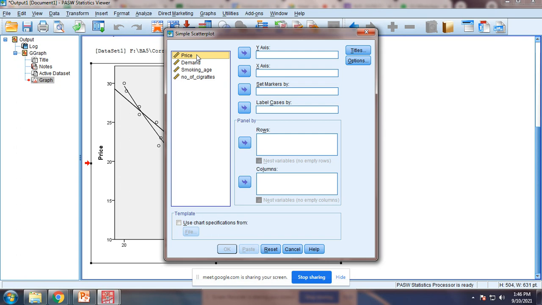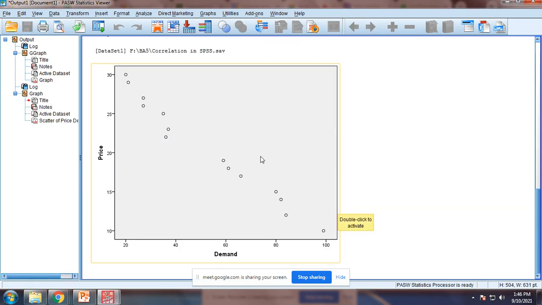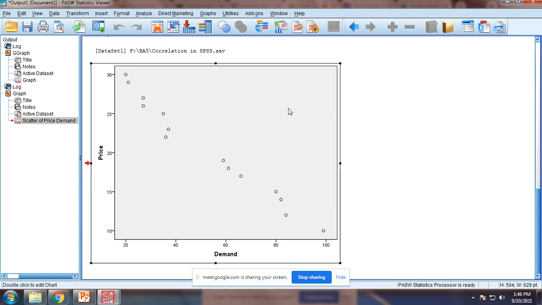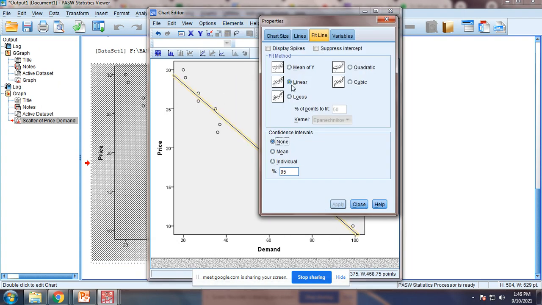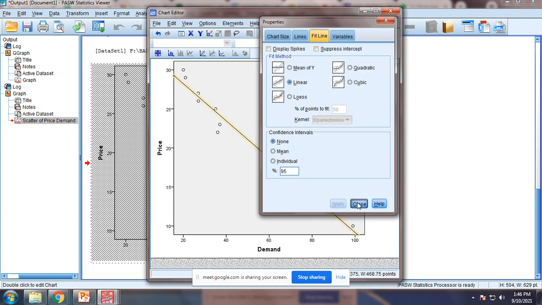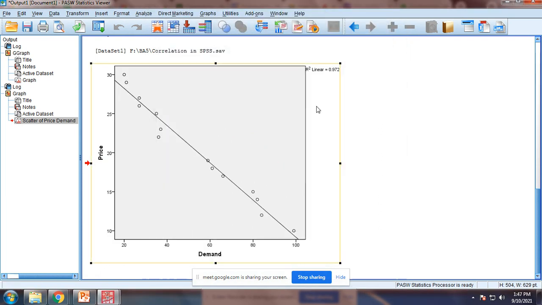Here you have to put the variables again like price and demand, and you can click on OK. You will again get the same graph and do the same thing. Double click on this, go to elements, fit line at total, linear, and close. So you get your r square value also over here. ठीक है. So both the methods, you can use any one method for getting your chart on the screen. Till here everyone is clear? Yes.